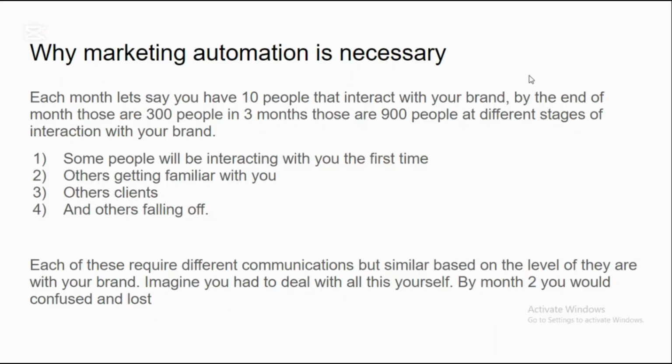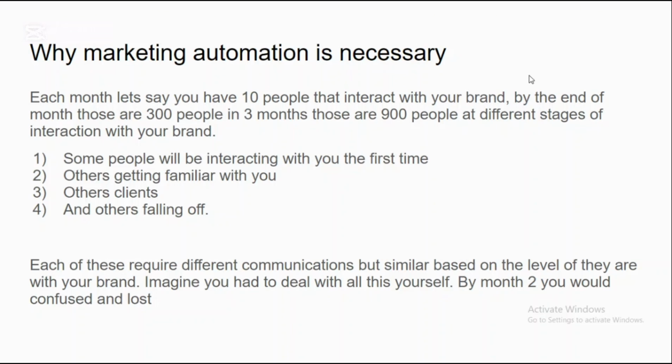Now, the thing about these interactions is these people are at different levels of interaction with you. You're going to get some people that are interacting with you for the first time today. It's month 3, but the person has only learned about you that day. Then you'll have some other people that interacted with you the month before, and some people that interacted with you 3 months ago. And each of these is interacting with you in a different way.